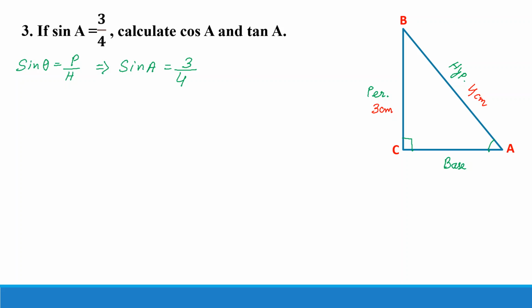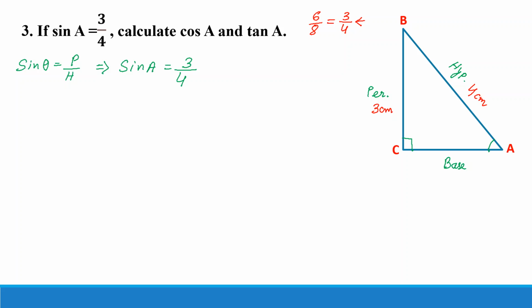Why? Because 3 by 4 is the ratio of perpendicular and hypotenuse. They are not their exact dimensions or the lengths. There might be a possibility that sine A was calculated for a triangle whose perpendicular was 6 centimeter and hypotenuse 8 centimeter. In that case also, when you calculate its ratio, ultimately it will come as 3:4.